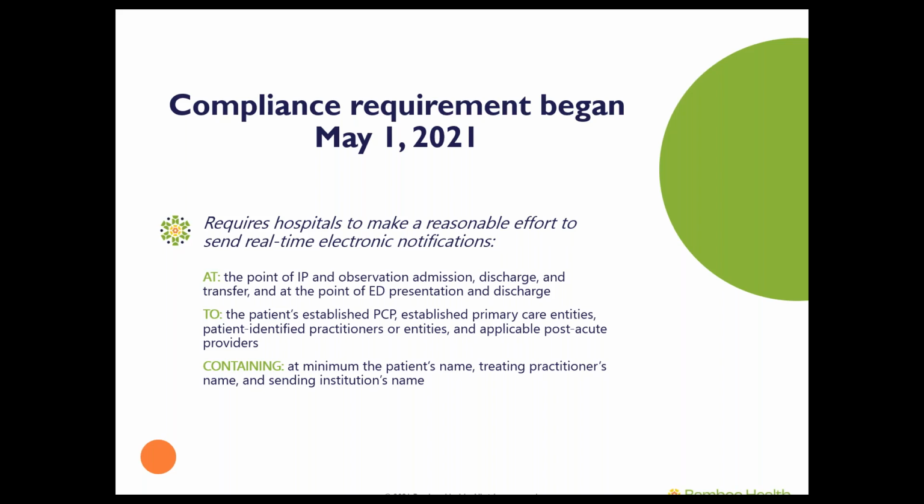And these notifications are required to go to the patient's established primary care physician, any established primary care entities, as well as patient-identified practitioners or entities, and then finally to any applicable post-acute providers, both patient-identified or currently involved in that patient's care. And then these messages are all required to contain, at minimum, the patient's name, the treating practitioner's name, and the sending institution's name. Although, of course, in many instances, they end up containing more information than that to promote more care coordination.